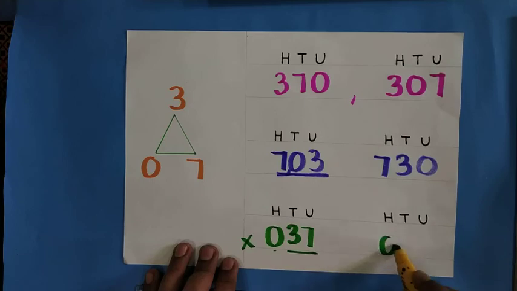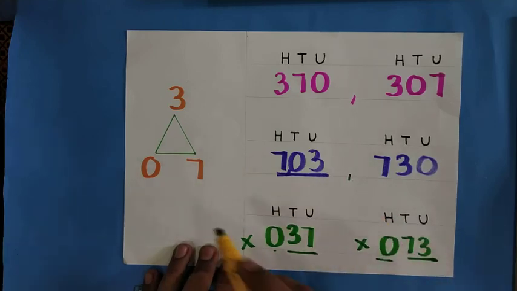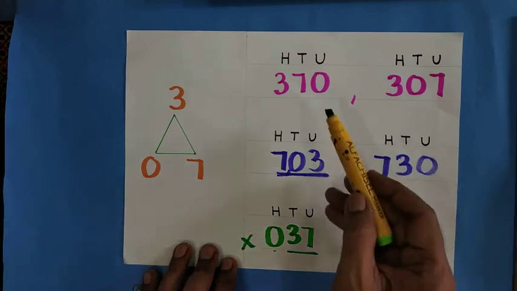Again 0, then 7, 3. Again 0 at the 100 place. That means it is a 2-digit number. This also we can't write. So in this way, when 3 one-digit numbers are given and one is the 0, then we can make only 4 numbers.